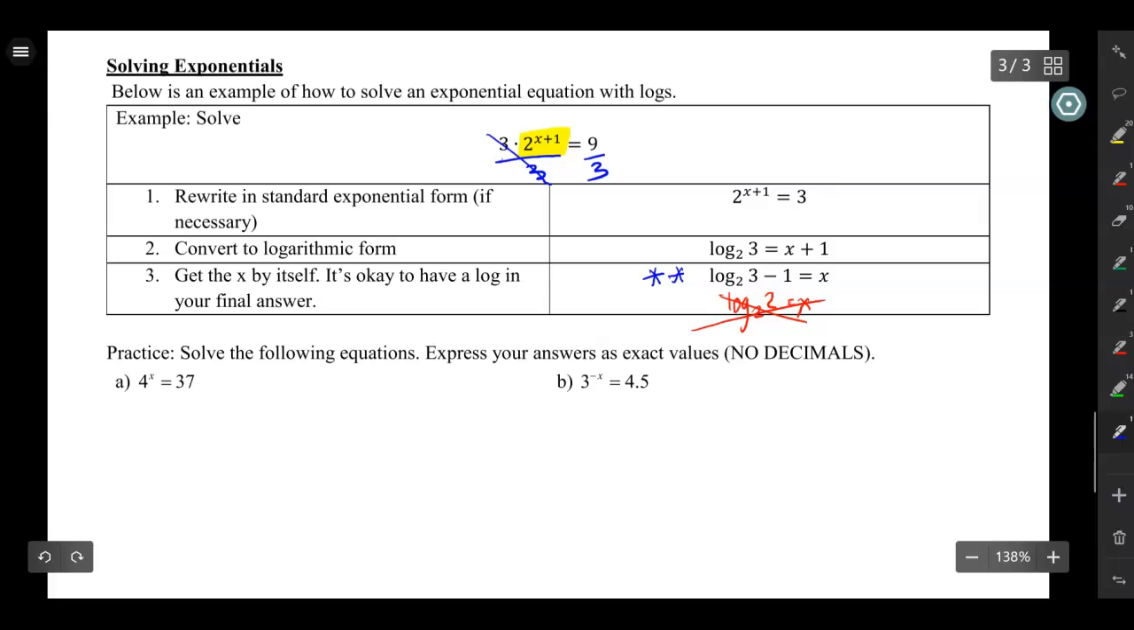But that 1 is not part of a log. So let's go ahead and work through a couple examples. We're going to solve the following equations, and we're going to give exact values as answers, which means we're not going to see any decimals.